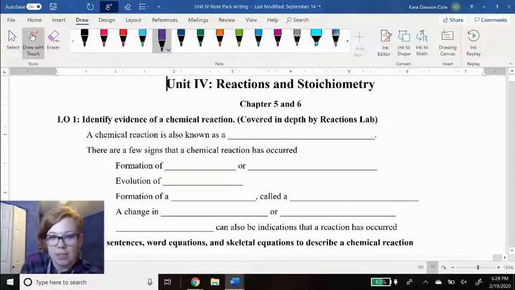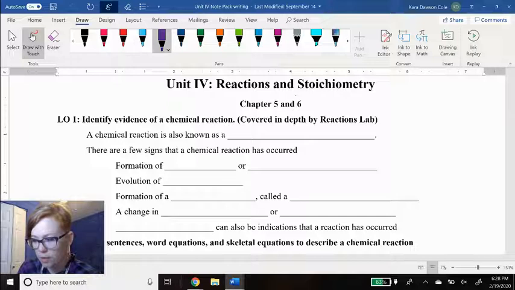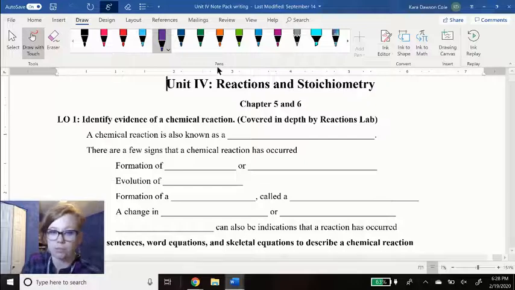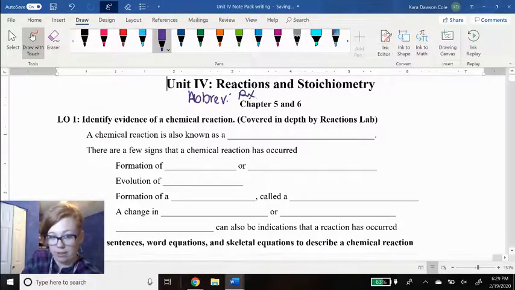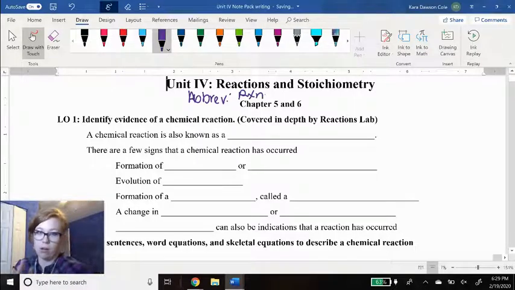Hey guys, so this is reactions in stoichiometry. I just want to first start. This is chapters 5 and 6. So I'm going to first start with talking about the abbreviation that I use for reaction. My abbreviation for a reaction is RXN. So if you ever see me write RXN, that means reaction.